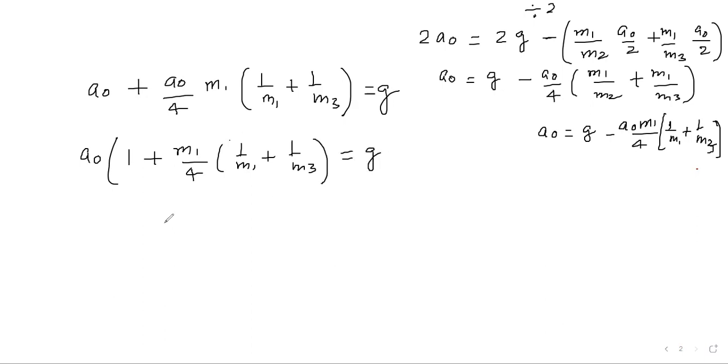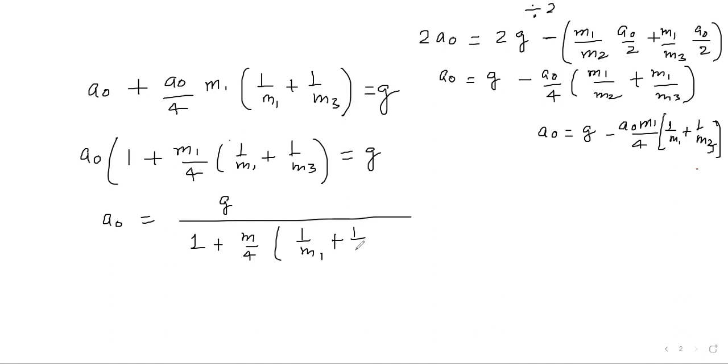Our concern is to get a0. So a0 equal to g divided by 1 plus M1 upon 4 times 1 upon M2 plus 1 upon M3. And that is our answer. Thank you for watching.